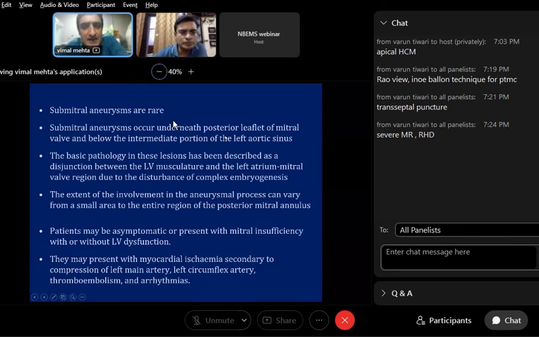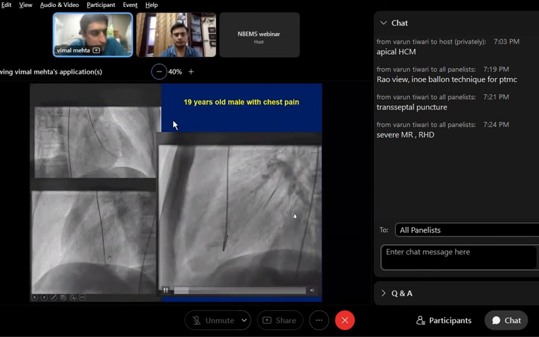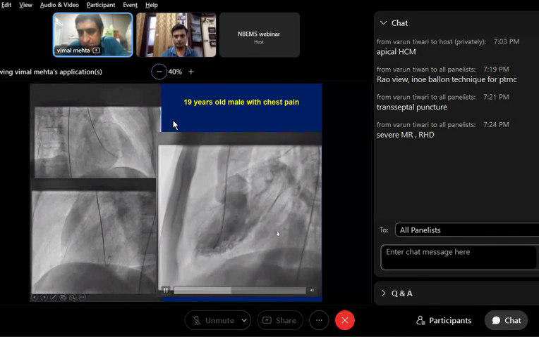They occur typically underneath the posterior leaflet of the mitral valve and below the intermediate portion of the left aortic sinus. So the basic pathology is a congenital defect, some sort of weakness, and ultimately it has given way later on. Patients may be asymptomatic, incidentally detected, or present with mitral insufficiency with or without LV dysfunction. They may even present with ischemia because the aneurysm impinges on the coronaries. They can present with arrhythmias, they can present with thromboembolism. As you see, this aneurysm is a large one, so no wonder thrombus can form over here.